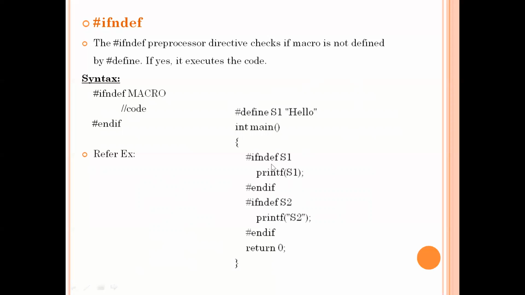Are you clear with this example? If there is no definition for this macro, then it will be executed. If there is a definition for that macro, it will not be executed. That is the reason why the first block is not executed, and only the second block is executing. For closing each and every conditional compilation directive, we use the #endif directive. For closing this first #ifndef directive, and for closing the second #ifndef directive, I am using the #endif directive. This is the meaning of the #ifndef directive.